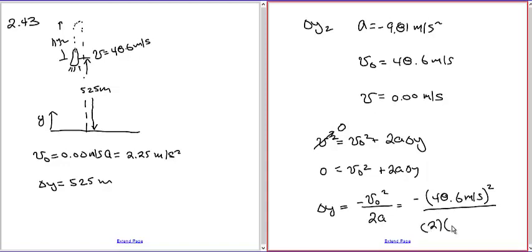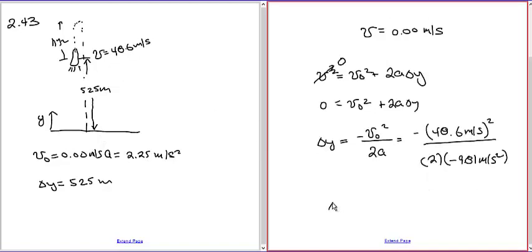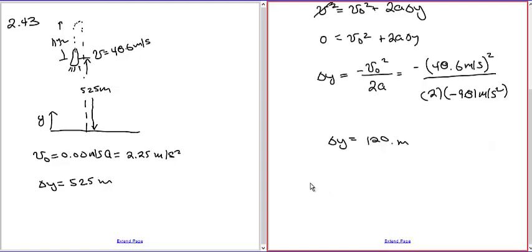So we get negative v0 squared over 2 times negative 9.81 meters per second squared. And it should be less than 525 because here the acceleration was 2.25. So with a higher acceleration in the opposite direction, delta y should be smaller than 525. So if you plug those in there and do the calculation, you get 120 point something meters. So the total height.